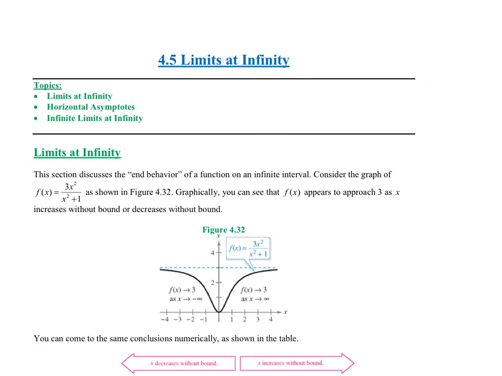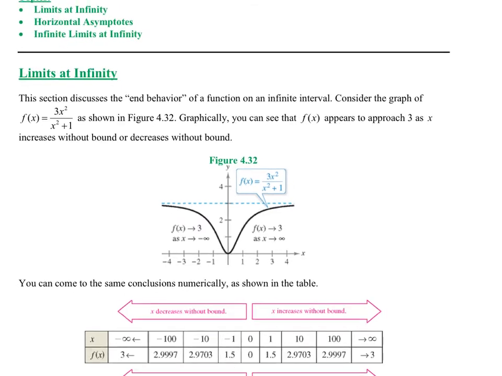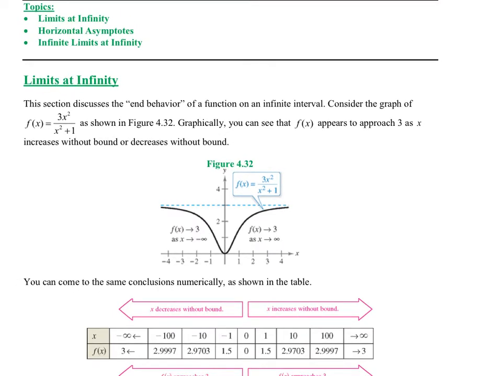So let's go ahead and take a look at this. It says limits at infinity. This section discusses the end behavior of a function on an infinite interval. Consider the graph of f of x equals 3x squared all over x squared plus 1, as shown in figure 4.32. Graphically, you can see that f of x appears to approach 3, so the y value approaches 3 as x increases or decreases without bound.